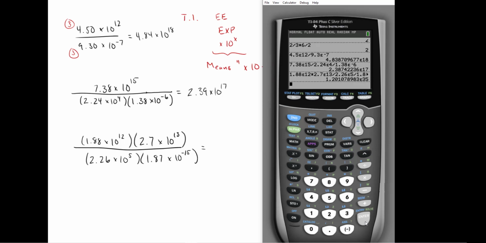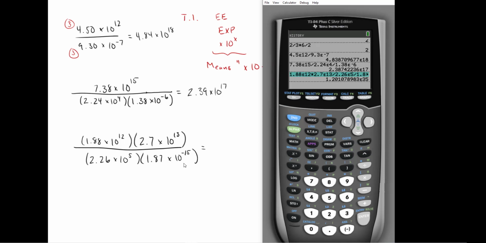So if we go ahead and we take a look here, let's double check to make sure everything went in okay. 1.88 E12, 2.7 E13, good. 2.26 E5, and I'm losing this one, so I need to click over here. Let me go up. Well, not letting me do it on this particular calculator, so I'm going to assume I've got that in there correctly. 1.87 times 10 to the minus 15.